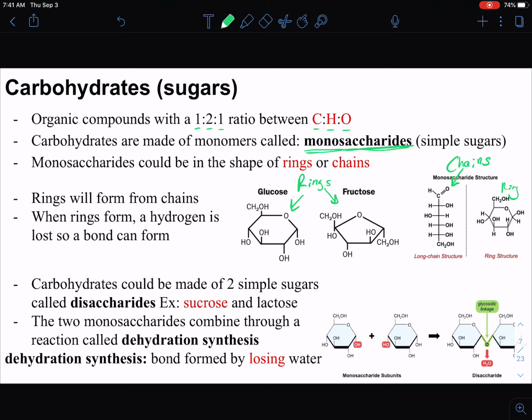It doesn't matter what shape they are. This one here is a hexagon. This one here is a pentagon shape looking. It doesn't matter what the shape is, but they're both in rings. Now you will have chains form into rings. Chains will turn into rings because of how they bend around and bond together.